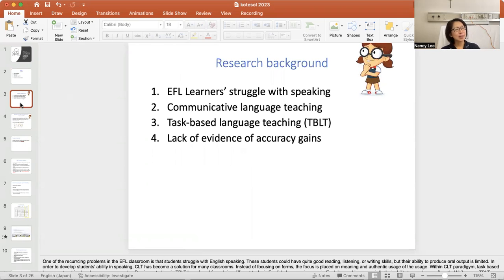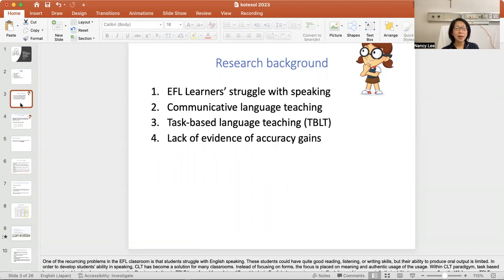So basically, I started my research in speaking because I found that even students that have very good writing proficiency still struggle with speaking. This came from my own classroom, from the students that I've been teaching in Japan.